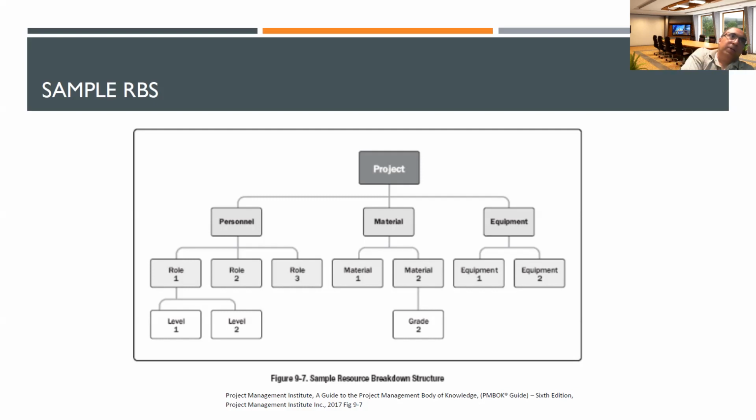So this RBS is similar to the WBS, but don't confuse it. WBS is only for the work, and the RBS is for resources, of course. So resources are men, material, and equipment.